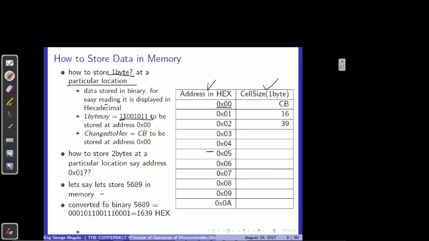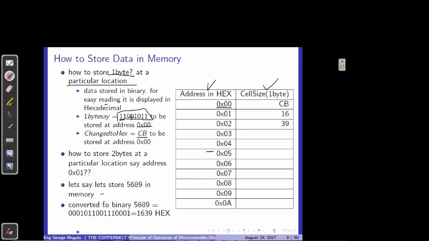Now, how do I know it's 1 byte? Well, if I count the bits, there are 1, 2, 3, 4, 5, 6, 7, 8 bits, and I have to store these 8 bits, which is 1 byte, to this address. The first thing I'll do is change these bits into hexadecimal. Why am I doing that? Because hexadecimal is less messy and more readable.